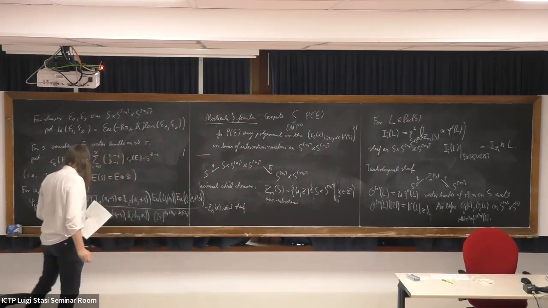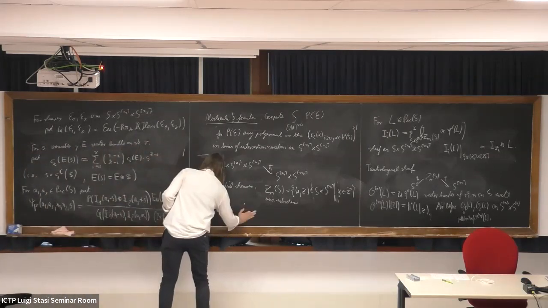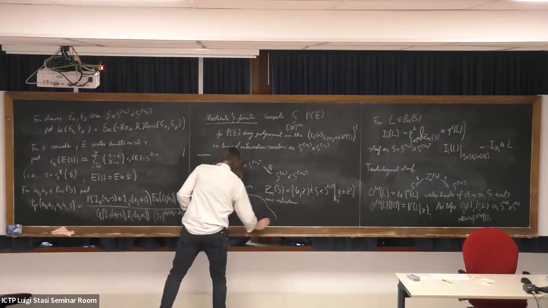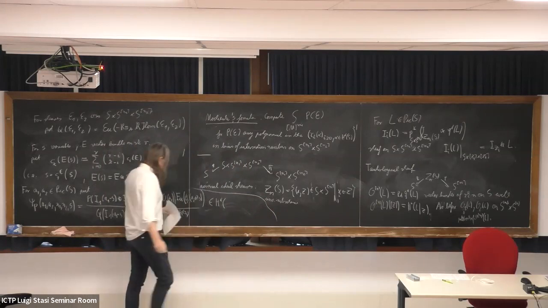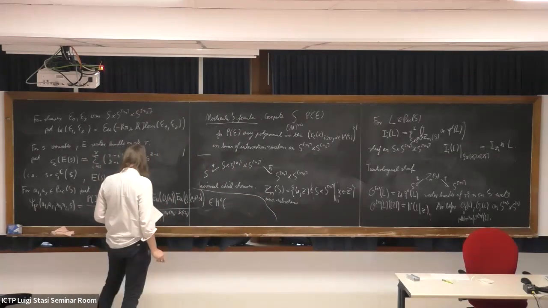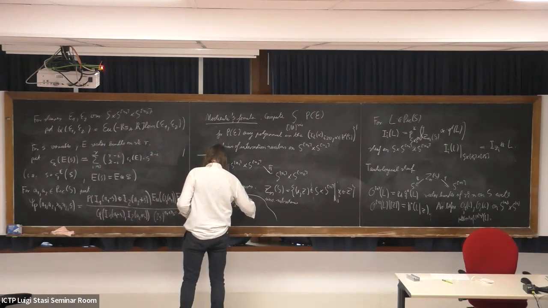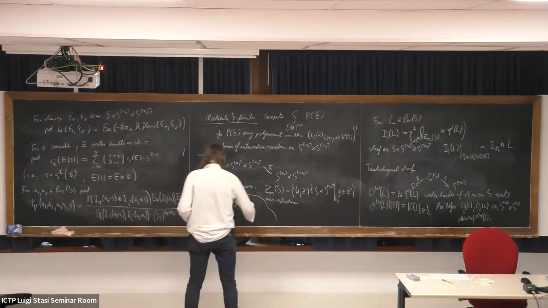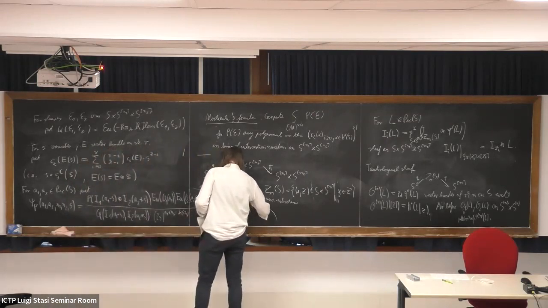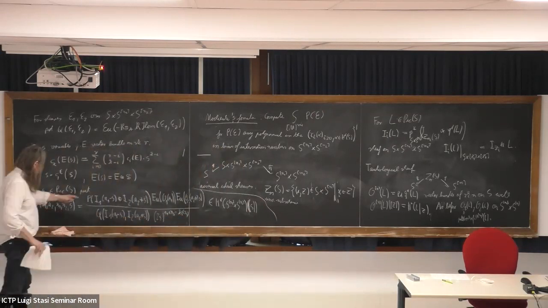And this is by itself, right here. This will be some class. And then if you work it out, it's actually a Laurent series in s. Okay. So what does this P mean?